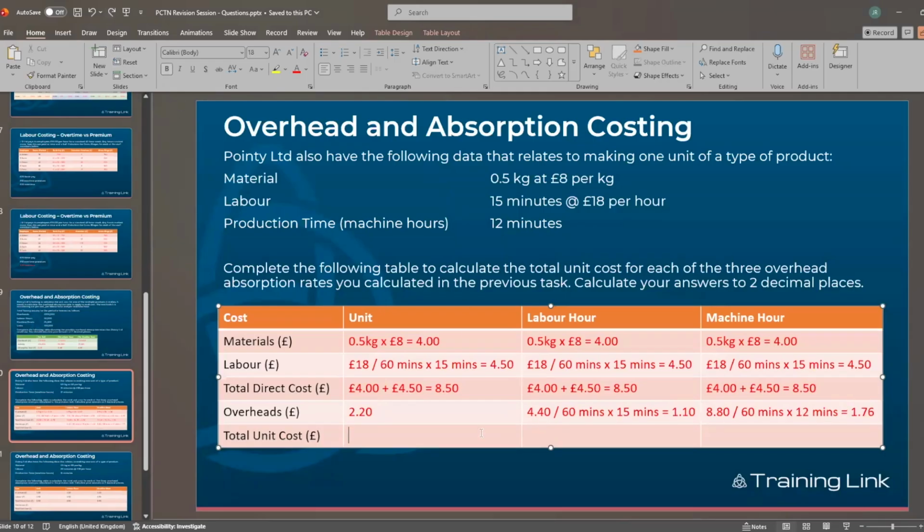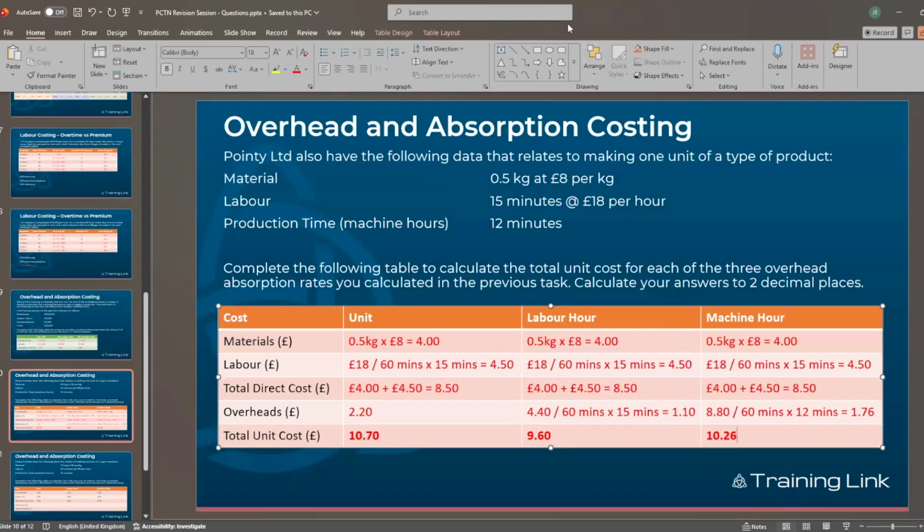Then we can add those up. If we take our 850, because we've already added these two together, don't make the mistake of adding the whole column. You've already added these two together to get a total direct cost. So take your total direct costs and add your overheads. That should give you 1070. 850 plus £1.10 should give you 960. And then 850 plus 176 should give you 1026. So the total unit cost is slightly different based on each method.